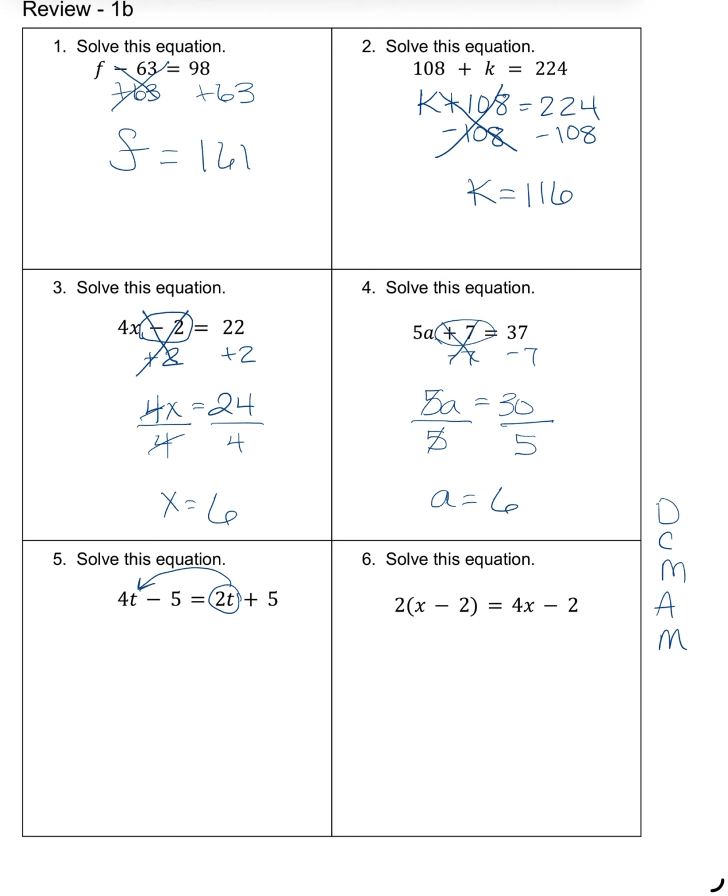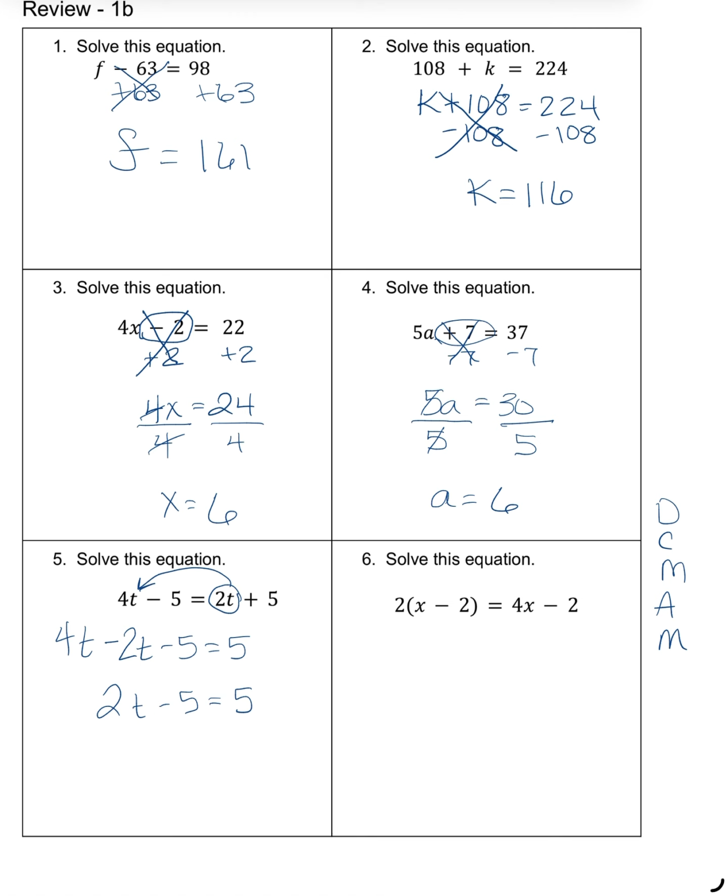And remember, when you move from one side to the other, you are changing the sign. So this positive 2t now is going to be a negative 2t, and we're going to write it like a subtraction problem. Then we're going to have minus 5 equals 5. And now that we've moved, we can do some combining, right? That 4t minus 2t gives us a 2t minus 5 equals 5, because we kept the t and then we did the math with the numbers. 4 minus 2 gives us our new 2.